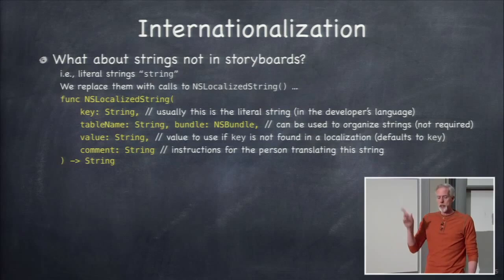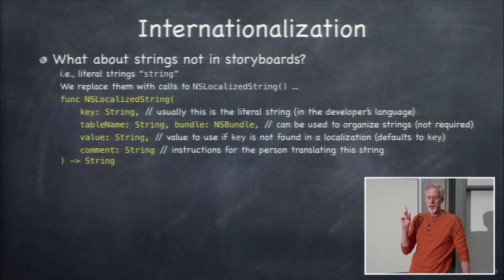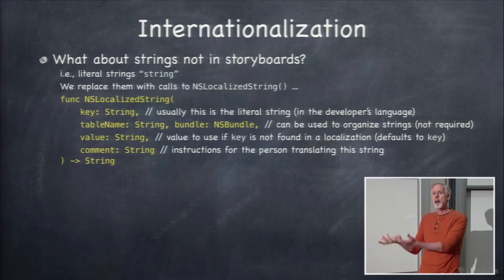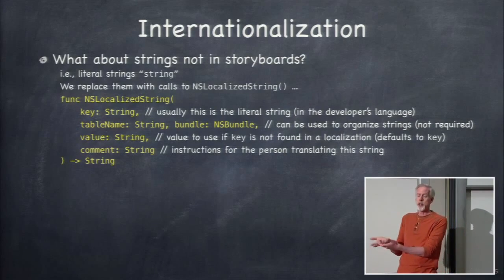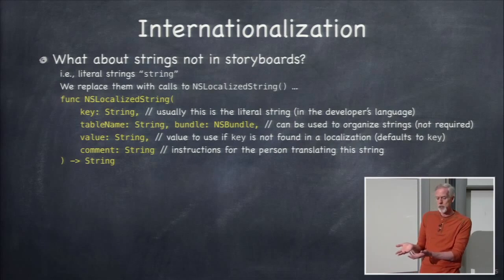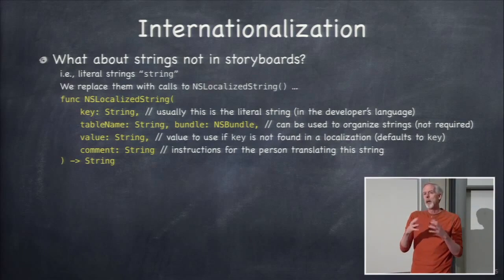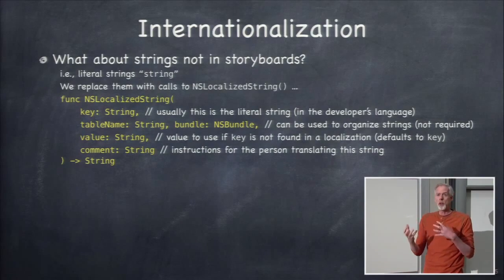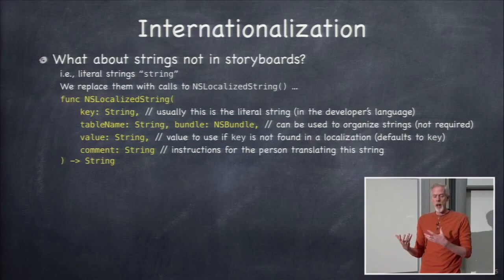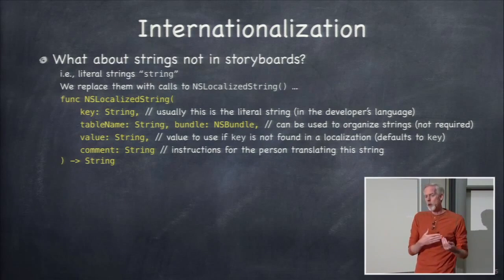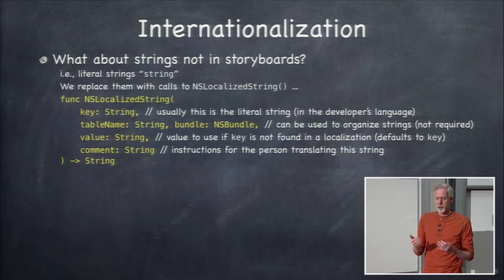If it's not, then the value option, see the fourth one there, value, that's the thing that it will use if the translator doesn't translate this key. Now the table name and the bundle, that's a way of organizing these localized strings into groups. You can put them in little tables. The bundle thing is more for if you're localizing maybe a framework versus your app. We'll talk about those two arguments in a second here.